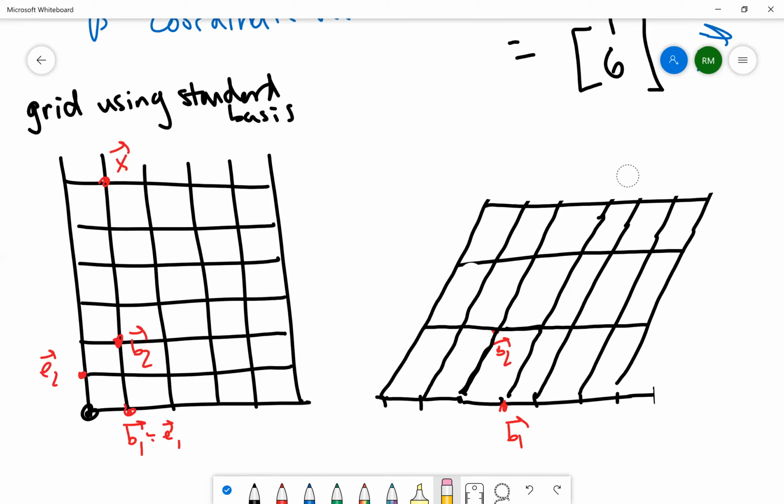Okay, so we have a new coordinate grid. This is the grid using our basis beta. And what do we find? Well, we see where b1 and b2 are. And so we need to see where x goes. And what we find is x is right about here.